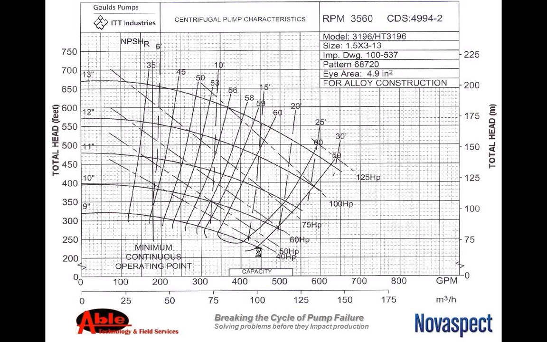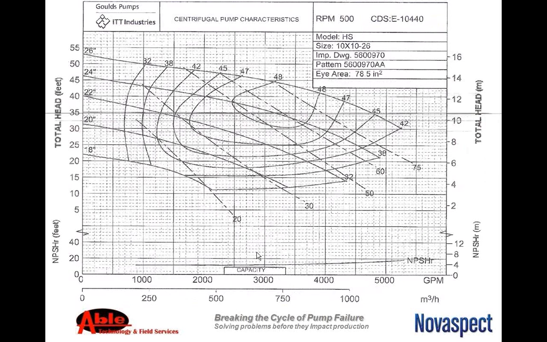I'm pulling up another curve here. It's going to show a slightly different type of impeller. You'll see the different size here. You have a size of a 10 by 10 by 26, very large pump. Your net positive suction head required is actually down here on a little bit different scale.